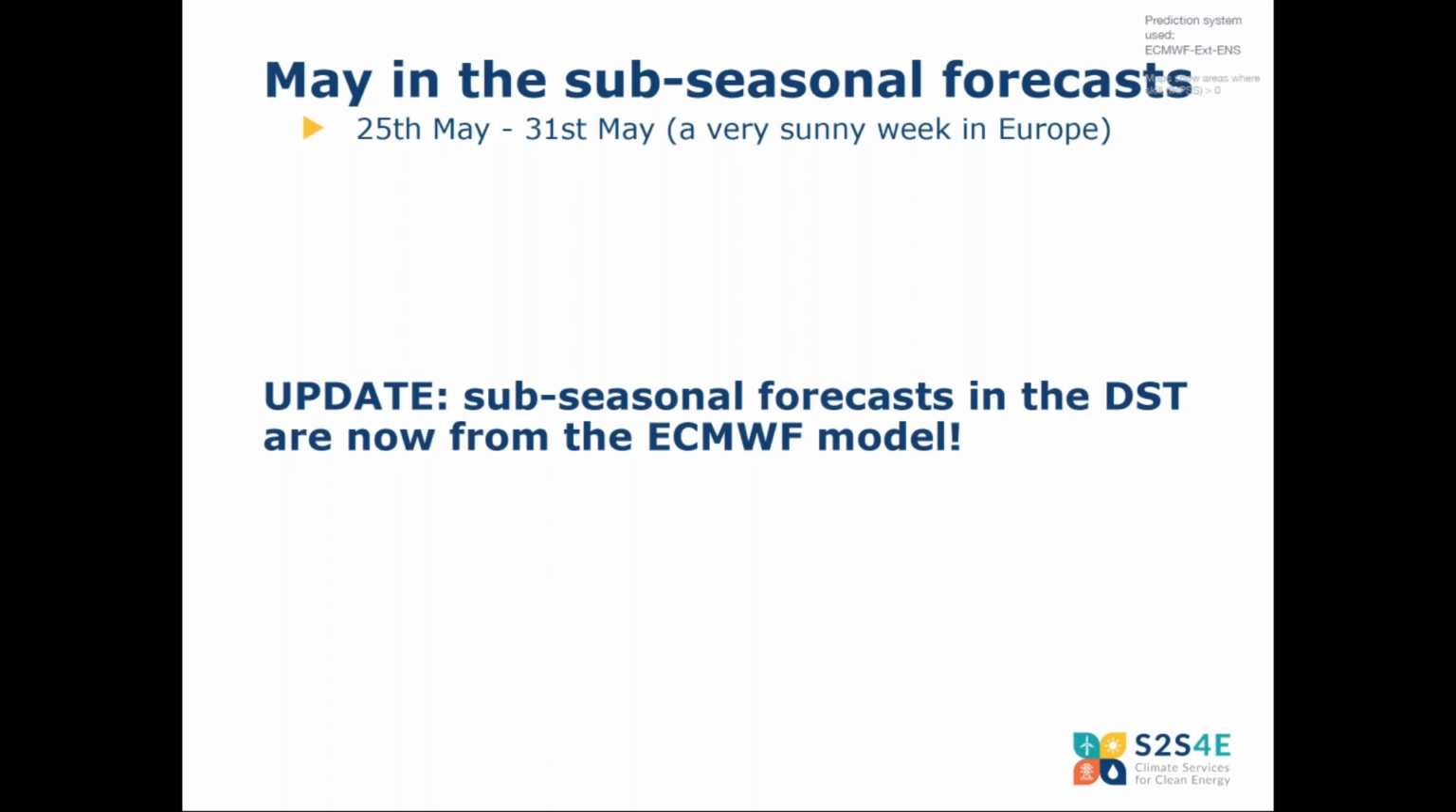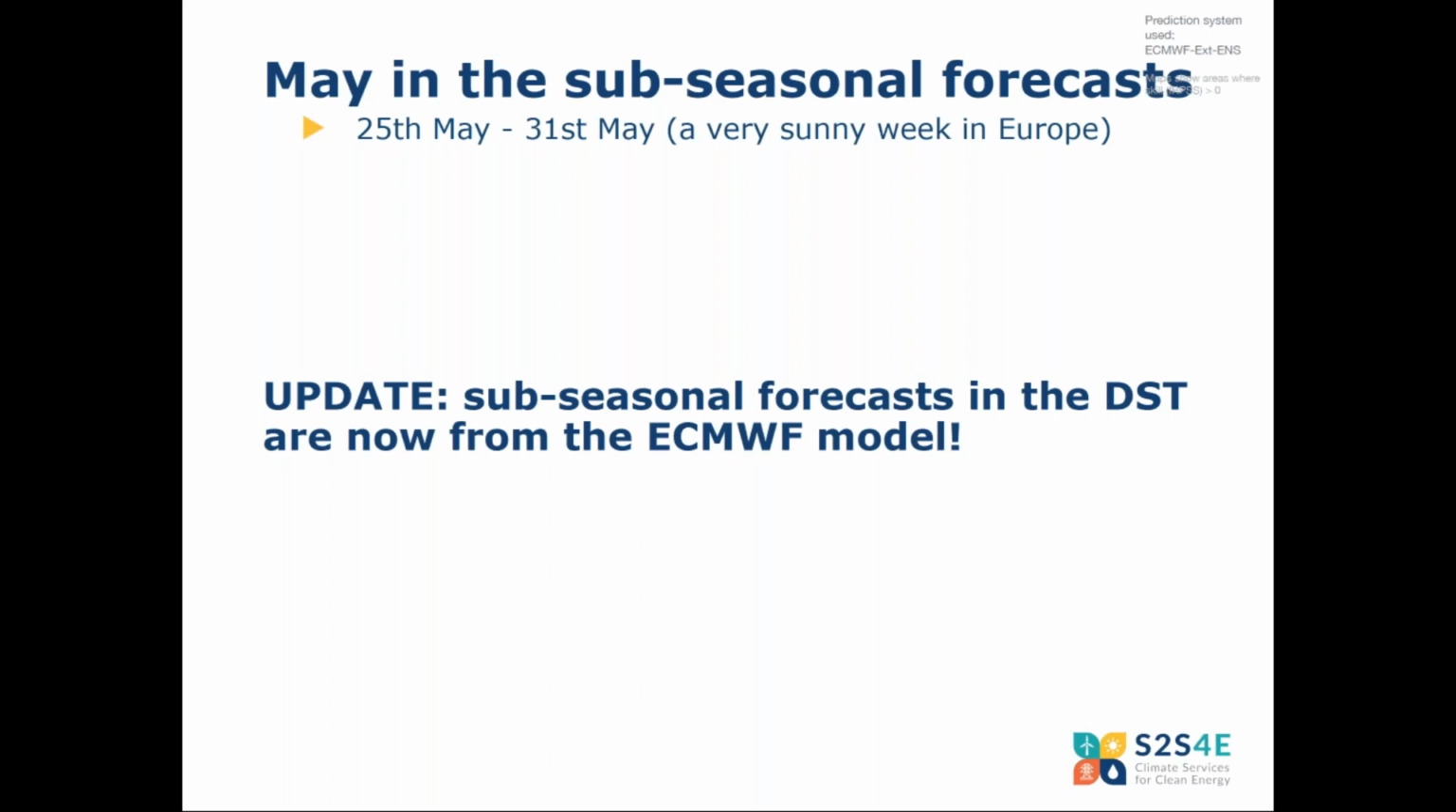So I've just picked a week to look at, the 25th to the 31st of May, which was a very sunny week in Europe. Generally, particularly those parts that I'd highlighted in the previous plot that were warm. So just to flag an update to the DST, which some of you may already be aware of, but the sub-seasonal forecasts are now provided from the ECMWF model.